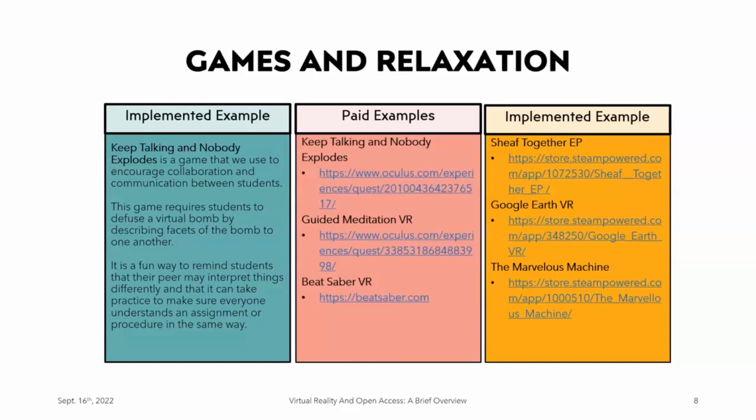There are some free examples that we have seen, such as Sheaf Together, which simulates a driving experience where students can put on music and sit on a simulated highway and just watch the environment go by. Other things that students have used for relaxation or for fun would be Google Earth virtual reality, where students can visit and view the architecture and environments in different parts of the world. This all relates to what works best for your individual environment and your individual library, but we wanted to give you a few examples of how gaming and relaxation can be used with virtual reality in libraries as well.